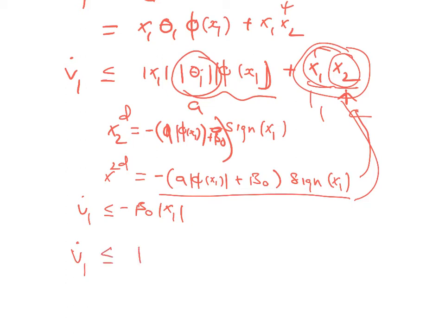So this becomes my x1 into whatever this is, plus when I multiply this, it becomes minus of x1 into a phi x1 and minus of x1 beta 0. Sorry, minus of, yes. So this is the case.